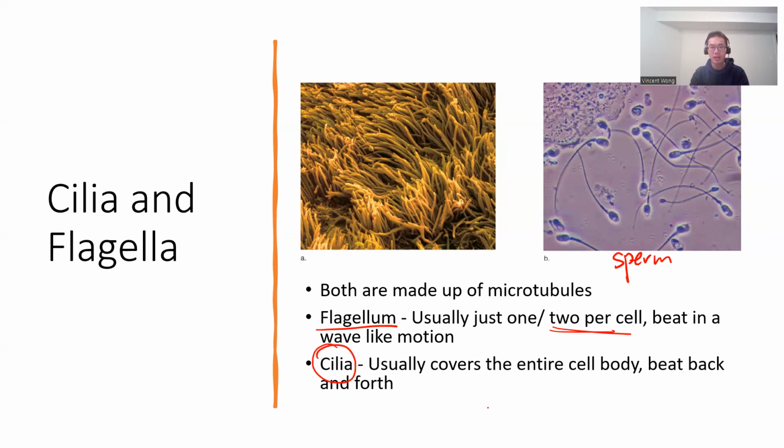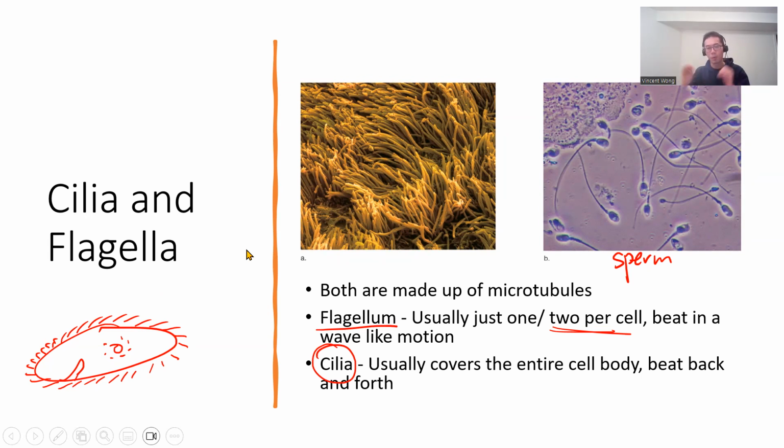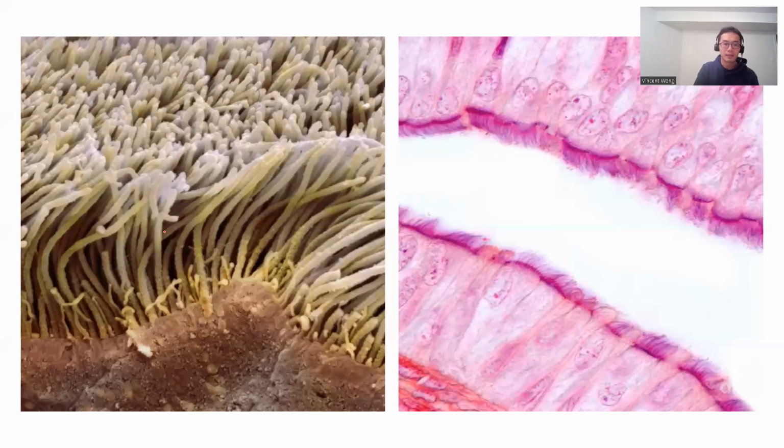Cilia usually covers the entire cell body. You know that paramecium I keep on showing you with a vacuole, right? That has cilia all over the cell. It has the vacuole here. It also has a mouth here. So all these hair just beats and help it swim around. In humans, we also have cilia. This is the airway. When you breathe in pollutants and dust particles, the cilia in the airway helps sweep them up, and you can cough them out.